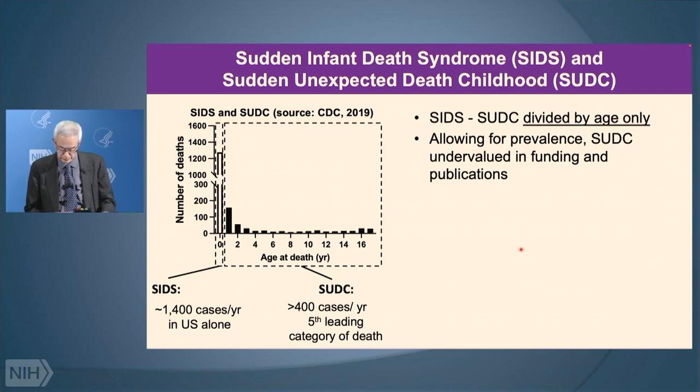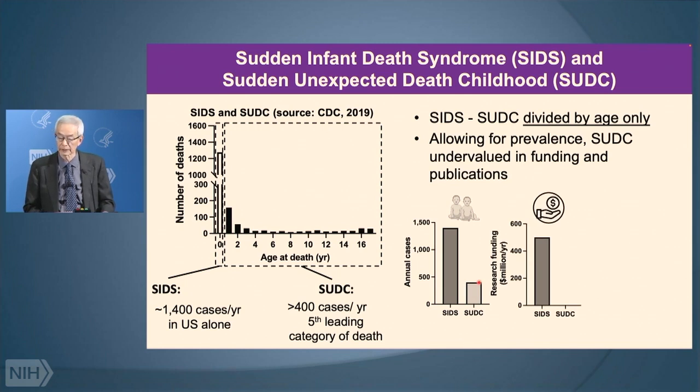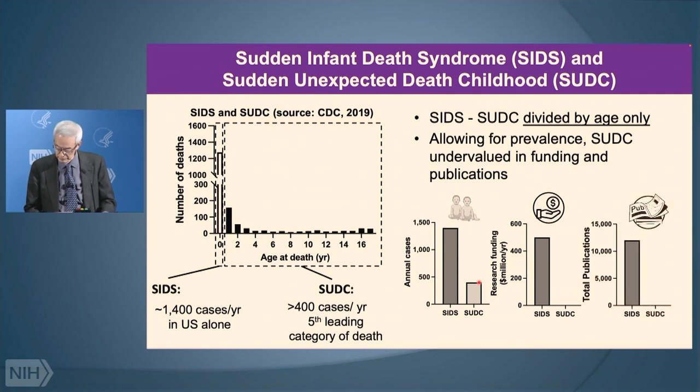Allowing for its prevalence, maybe not as large as SIDS, but still a substantial subtraction of SIDS patients. In fact, the ratio could be something like 3 or 4 to 1. The number of cases is less for SUDC, but in the number of funding, the ratio is practically infinite. And the ratio of publications is also extremely high. So if you normalize things according to the number of patients, SUDC is underrepresented.